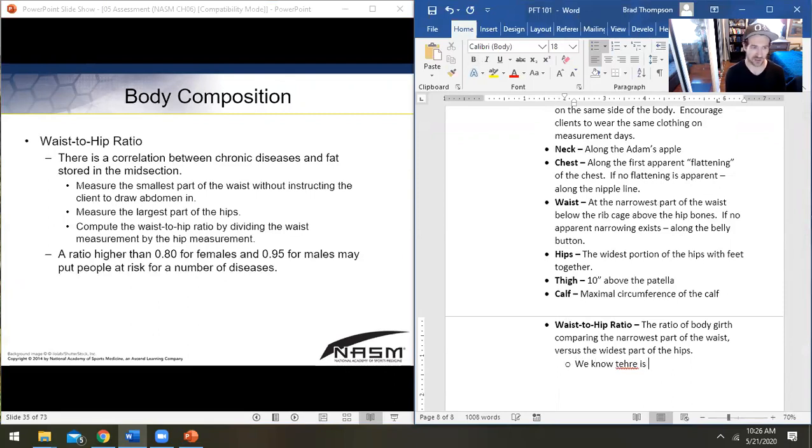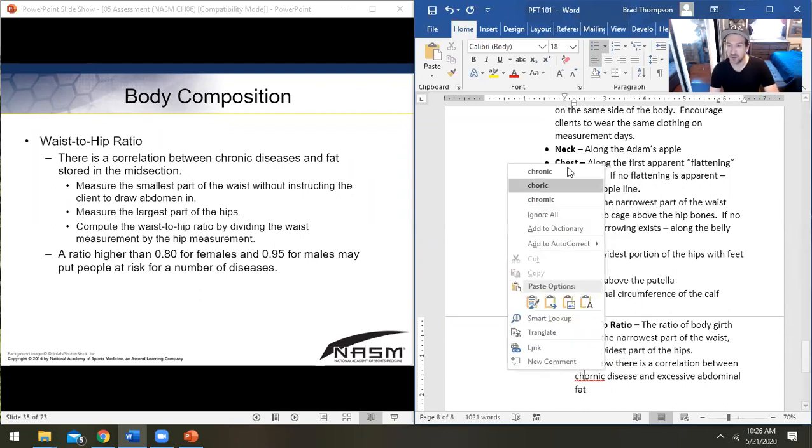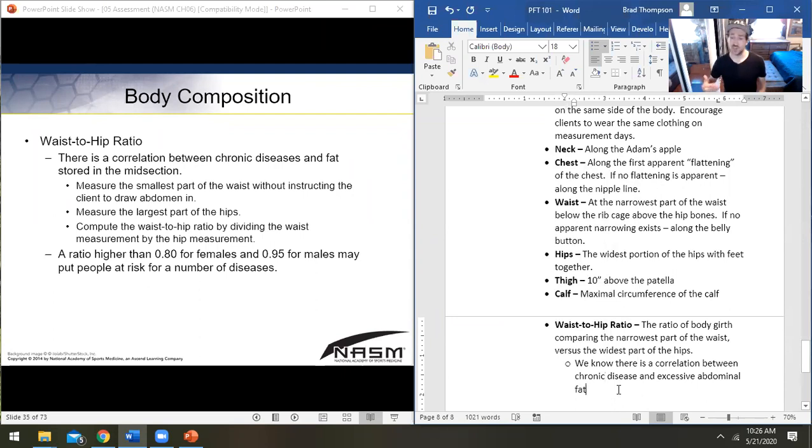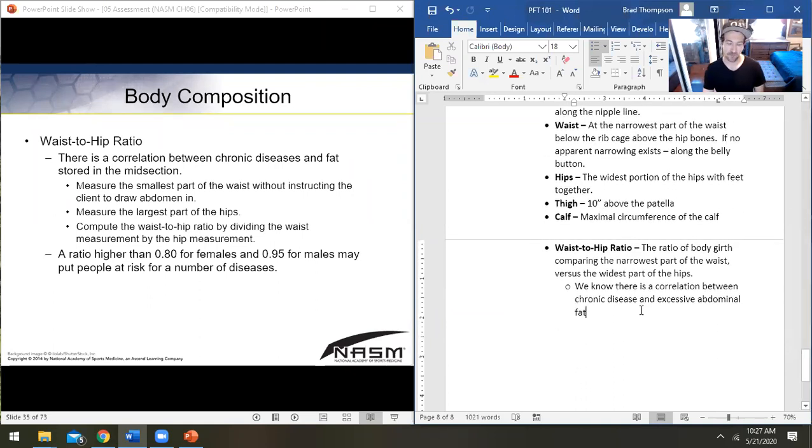We know there is a correlation between chronic disease and excessive abdominal fat. So because abdominal fat in particular has been shown to be so dangerous, these are the measurements you want to get your clients to focus on, their waist to hip ratio. So I'll even have those numbers separate from my other waist ratios, because that's something I can check in with once a week. My waist to hip ratio, maybe I only do that every couple of months, right?